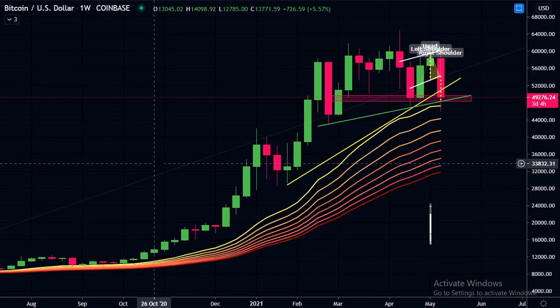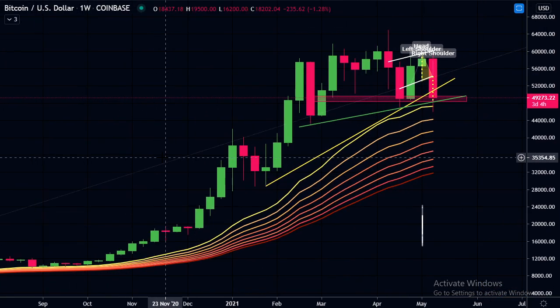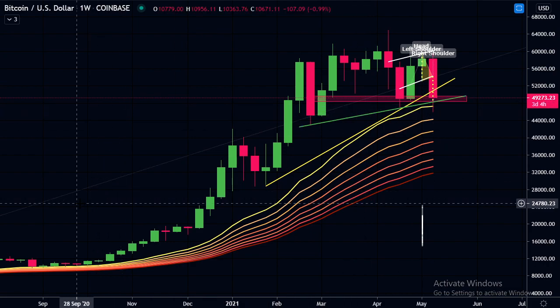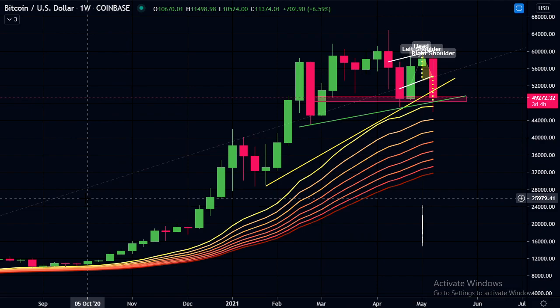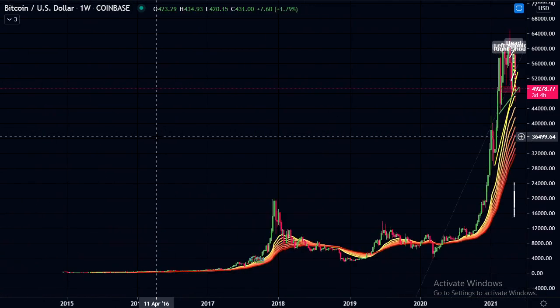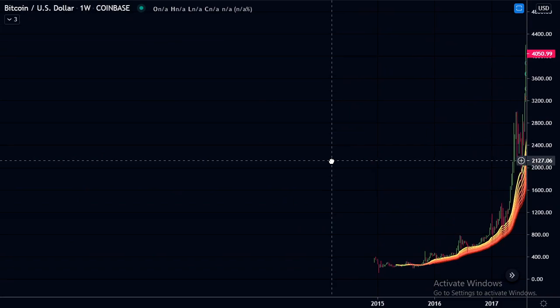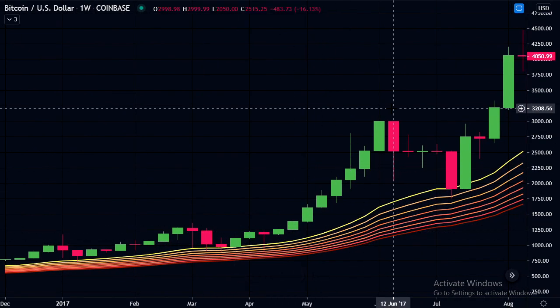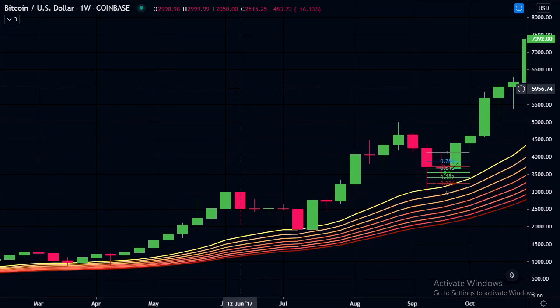We can see on the weekly EMA ribbon here, we did come down into it and it has acted as support so far. This is the first time we've tested it since all the way back in October. And if we look back at the previous bull market in 2017, we can see that these pullbacks did come into this ribbon several times, and they did act as support.